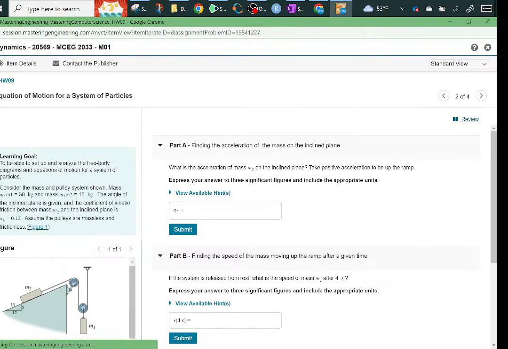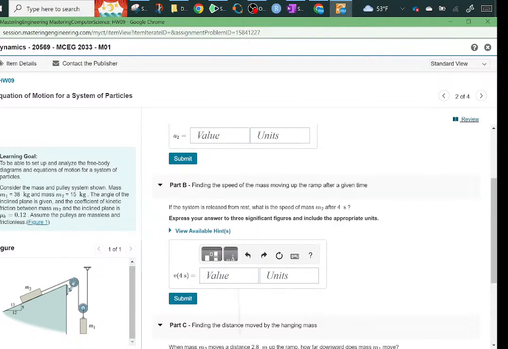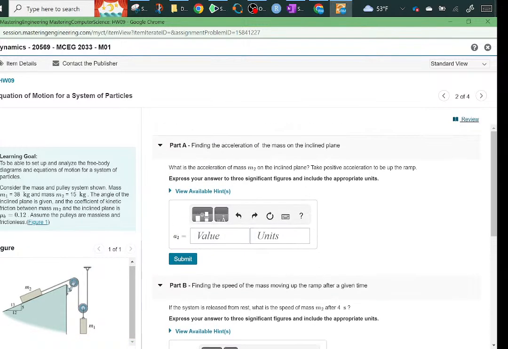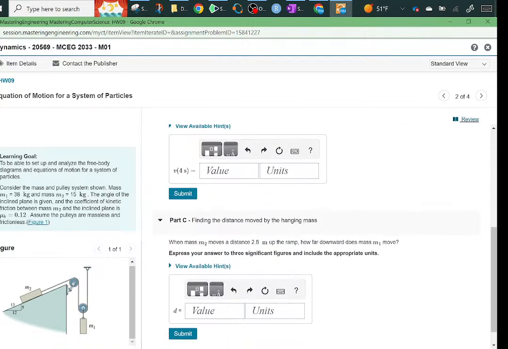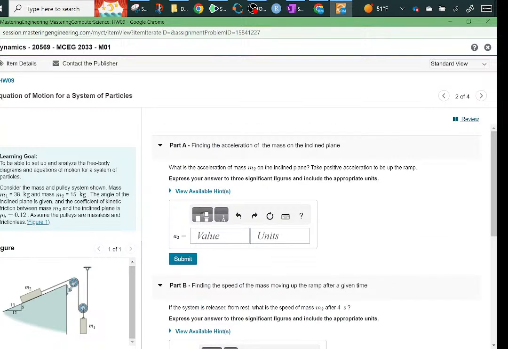Okay, this one's a similar one. Oh, this one has numbers, so that's a little bit better. He's got 3 of things in there. Should be probably acceleration 1, acceleration 2, and then, oh, he's doing a distance too. So he's doing slightly different, but the process is exactly the same.